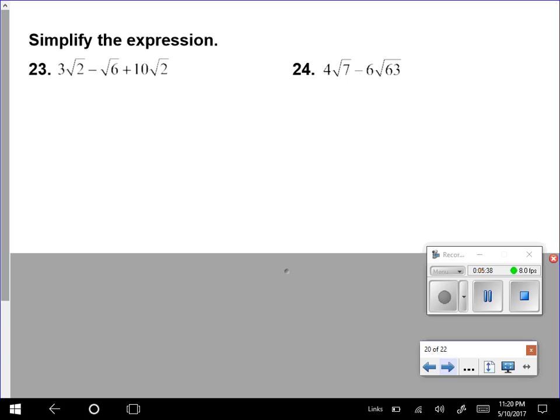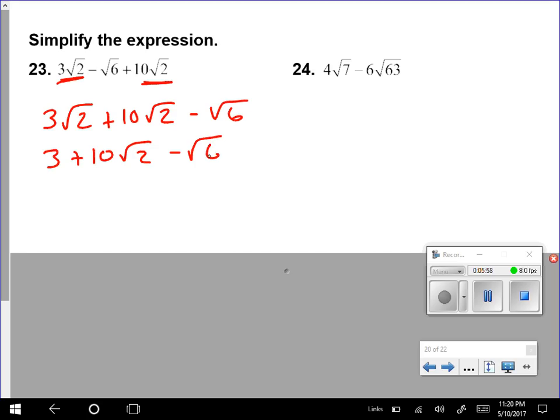Next one. So check for like radicals. This would be my like radicals. So I'm going to move those by each other just to make life a little bit easier. So I just rearrange the order. So now I'm going to pull out the front, both of those. It's like the distributive property in reverse. So I have 13 times the square root of 2 minus the square root of 6. Can't go any further, nothing else can be simplified.